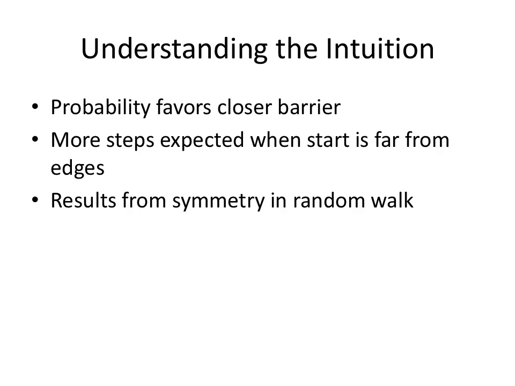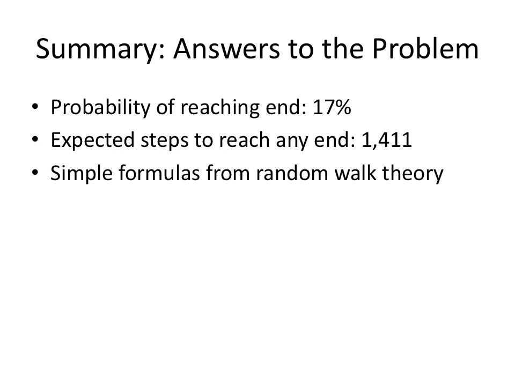To summarize, our answers are as follows. The probability that the man will make it all the way to the end of the bridge at meter 100 before falling off the start is 17%. The expected number of steps the man will take before reaching either edge is 1411. Both results come from simple, powerful formulas in random walk theory, applied to our specific setup.